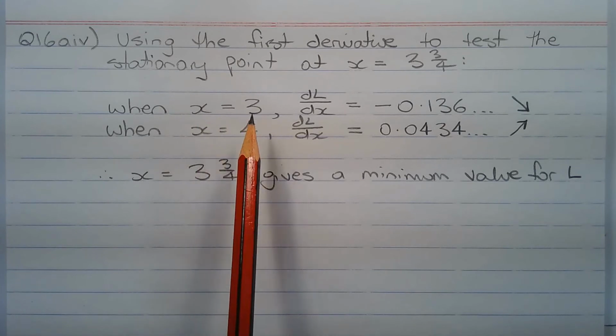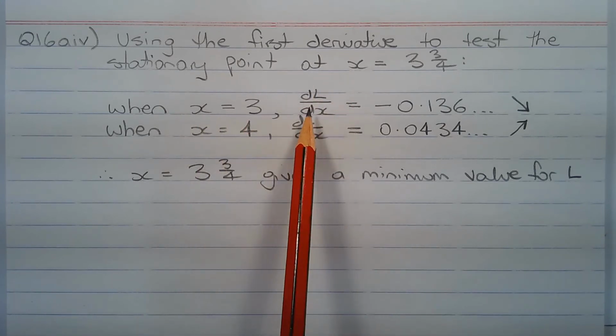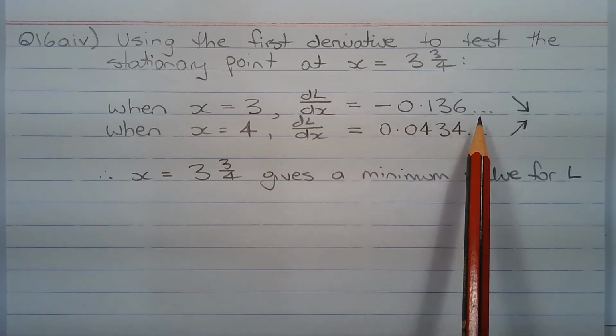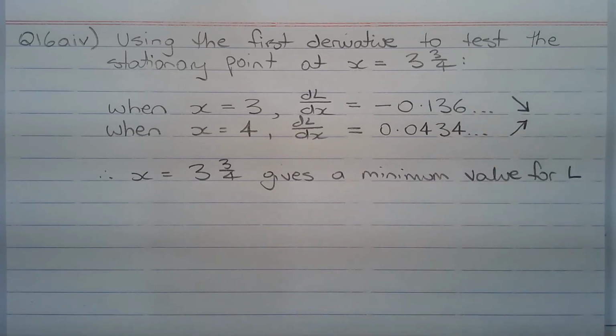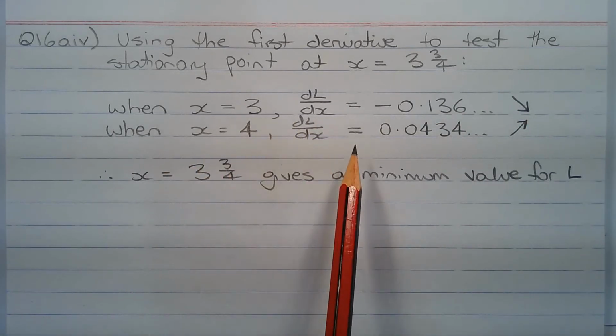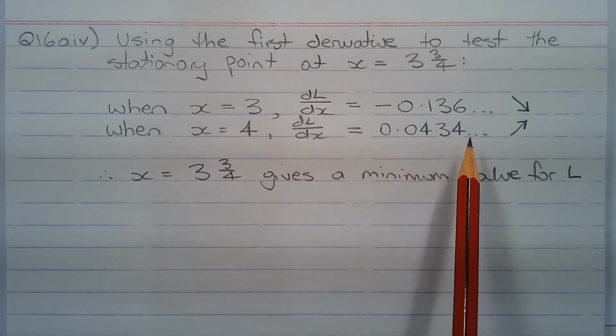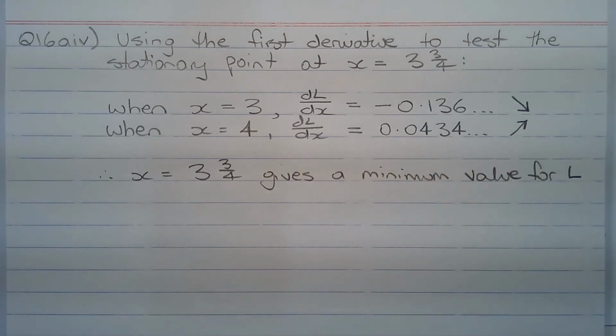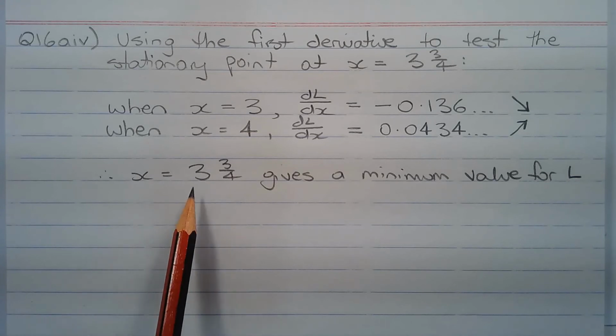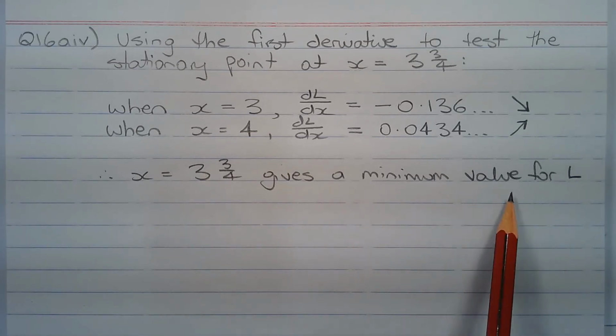So when x equals 3, the value of dL/dx is equal to negative 0.136 and so on, which is a negative gradient. And when x equals 4, the value of dL/dx is equal to positive 0.0434, which is a positive gradient. So therefore, x equals 3 3/4 gives a minimum value for L.